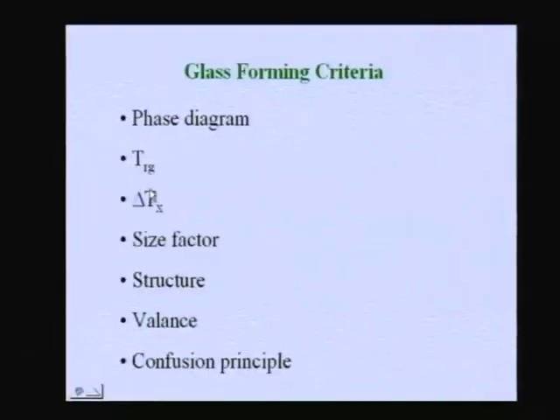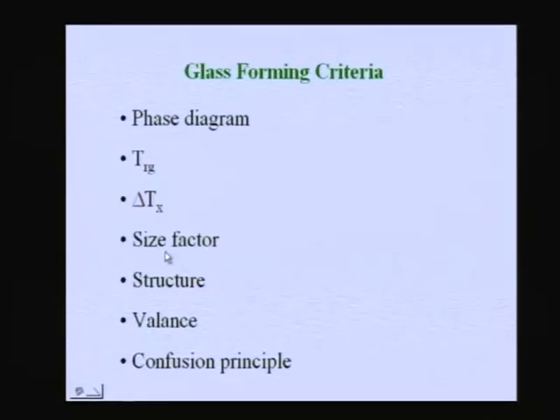The third criterion is delta Tx, as I told you. The larger the delta Tx, the easier the glass former, the higher the stability of the glass. And you also have the 4 Hume-Rothery rules, which also form part of these glass forming criteria.